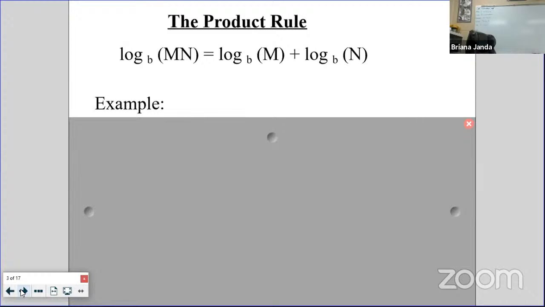Product rule. The product rule says this: log base b, anything, of 2 things multiplied together, m times n. If they're multiplied together, I can rewrite those as log base b, whatever the original was, of the first term, plus, and then we see that it repeated, log base b again of the second term. It's basically like they can each get their own log base b. The difference is it's now a plus between the 2 terms instead of a multiply.